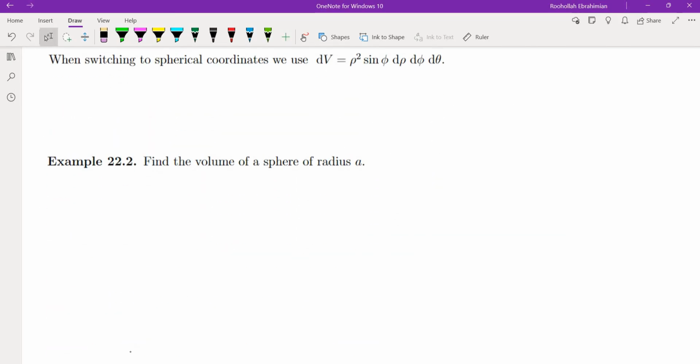So now we want to understand how to switch to the spherical coordinate system. When we switch, we have a factor called the spherical factor. So the factor is rho squared sine phi. So when we switch, we do rho squared sine phi. That's kind of like r in cylindrical coordinates, and then d rho d phi d theta.